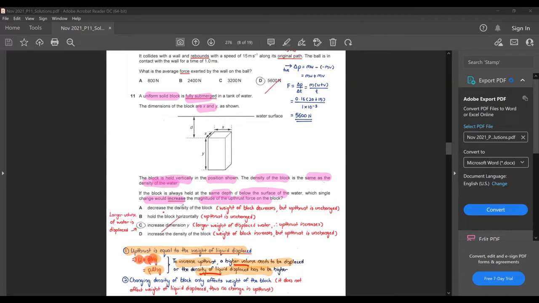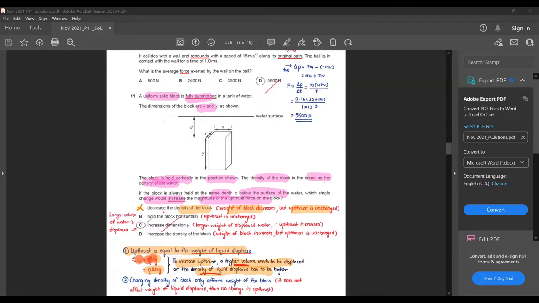So here they tell you decrease the density of the block for A. This doesn't really have any effect on our upthrust, because this is the density of the block. It only causes the weight of the block to decrease, but upthrust remains unchanged. You're still displacing the same liquid, the same volume. Upthrust is unchanged. So A is not the answer.